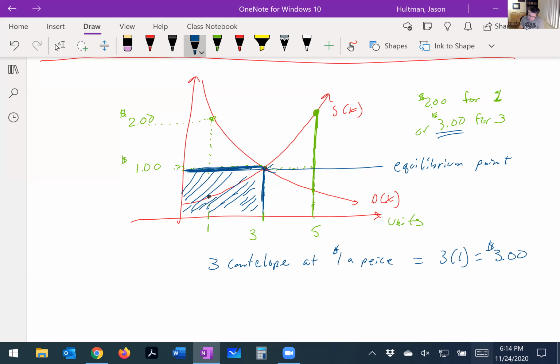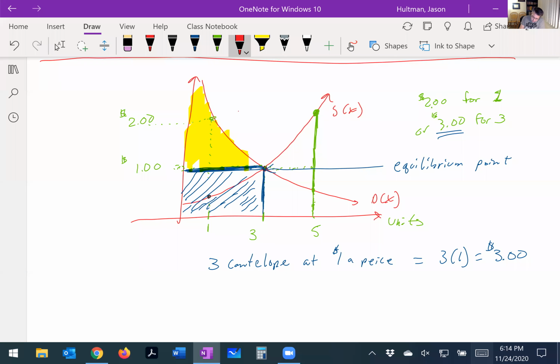Okay, that's fine. So what's the surplus? The surplus is the difference between what I would be willing to pay and what I actually do pay. And that's this area here. We call this area in yellow the consumer surplus.